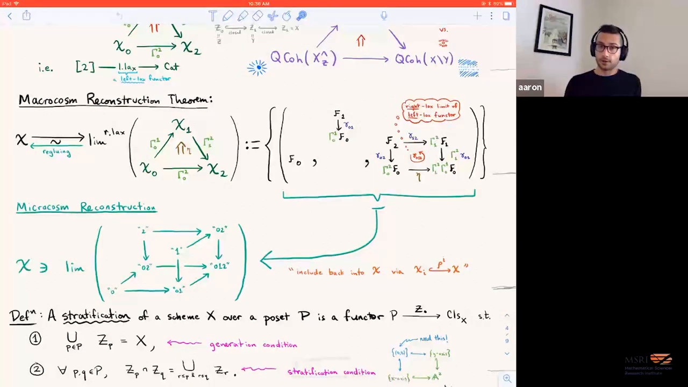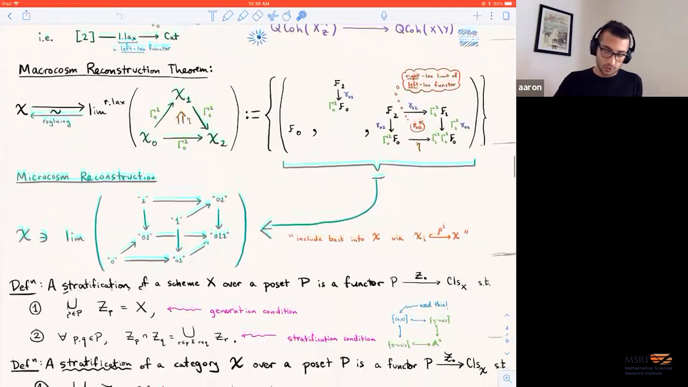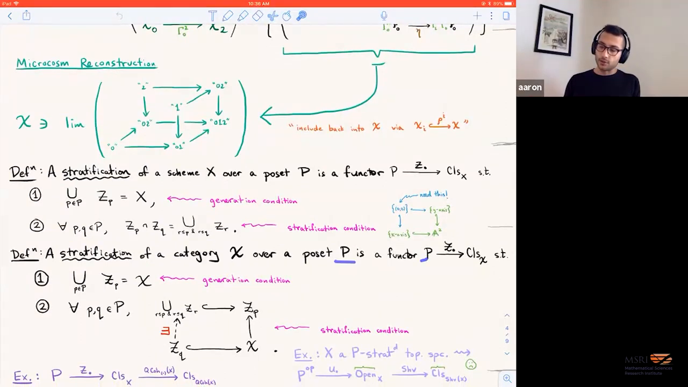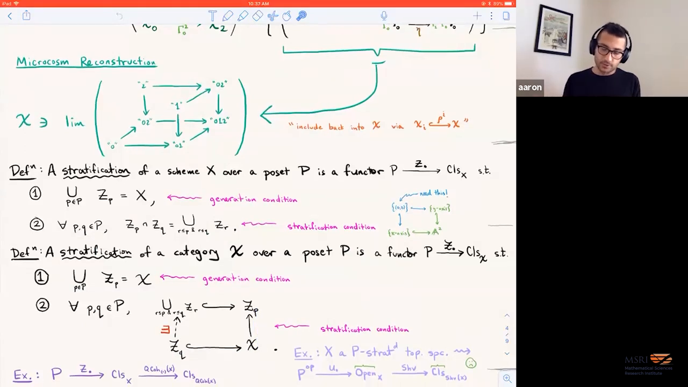And I think the core of everything is generalizing that to the situation of categories. So a stratification of a category is a functor from the poset into closed subcategories. So it's still, once again, this generation condition, and now the stratification condition. Likewise, for any pair of elements, you can include into the whole category and restrict. And that is required to factor through the union of those closed subcategories that are witnessed by the poset as mapping into both Z_P and Z_Q. It's pretty closely analogous to this thing, but there's a handedness to all of it. I'll make a brief comment about that later.